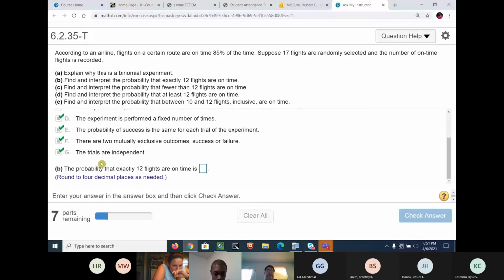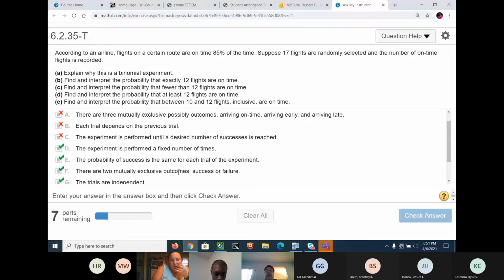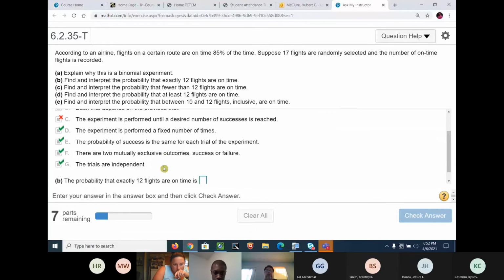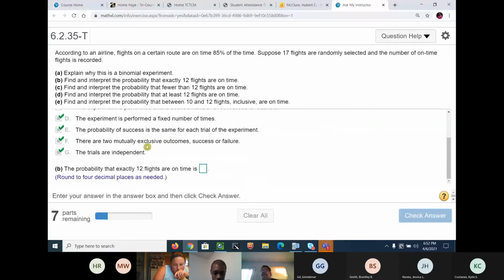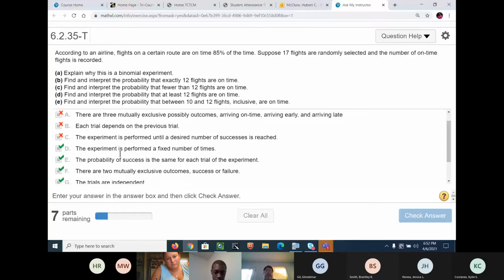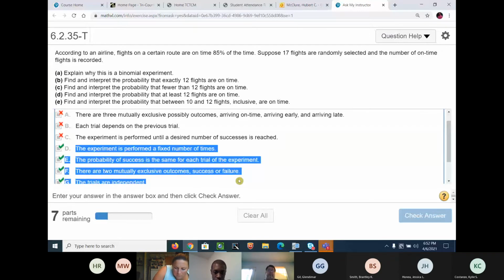F. Can you go back and redo a flight? No. So you can't go back. You can't redo that. So it's exclusive. And the trials are independent because you can't go back and redo a flight. So you need to mark those 4 things right there. Those are the 4 tests for a binomial probability.